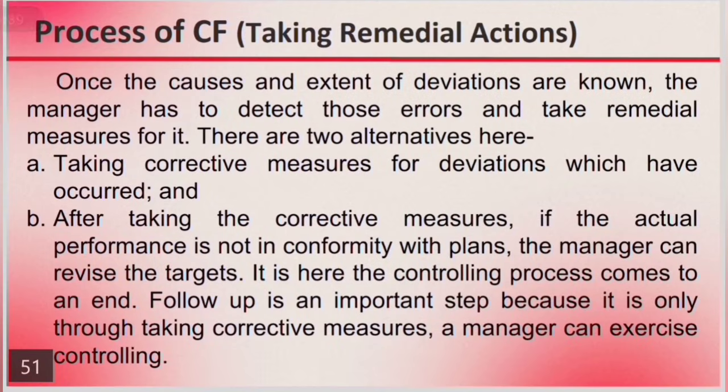Process of controlling function. Number 4, taking remedial actions. Once the causes and extent of deviations are known, the manager has to detect those errors and take remedial measures for it. There are two alternatives here. Number A, taking corrective measures for deviations which have occurred, and number B, after taking the corrective measures, if the actual performance is not in conformity with plans, the manager can revise the targets. It is here the controlling process comes to an end. Follow-up is an important step because it is only through taking corrective measures that a manager can exercise controlling.